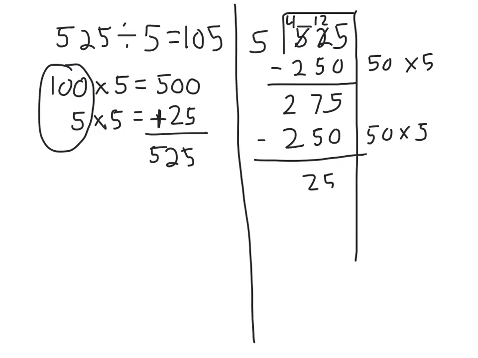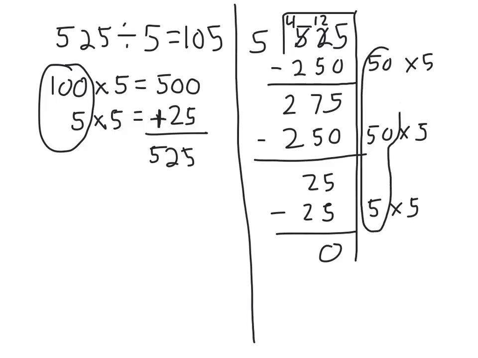I'm 25 left. 5 times 5. That's going to be 25. Subtract that off. 0 remaining. And once again, even though I started with a different fact, if I do 50, 50, and 5, I still get 105. So my answer is still going to be 105. So either way you choose to do it is fine.